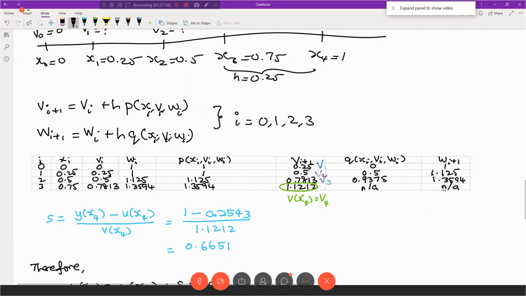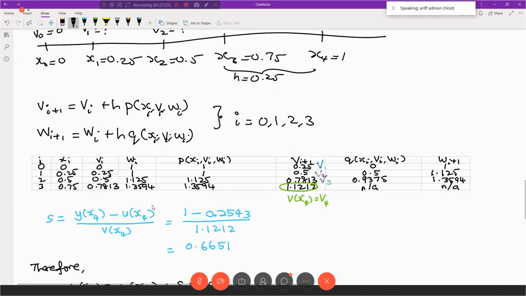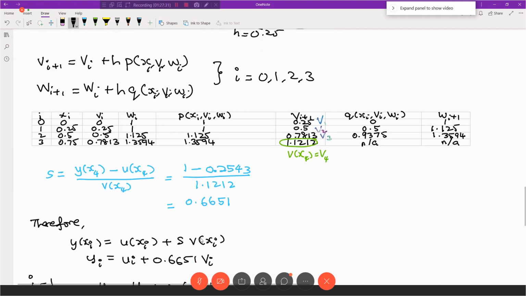You are not calculating for W4 up to V4 only. And then once you solve IVP1 and IVP2, you might get the value of your S using this formula. How to remember this formula? Just remember y equals u plus s. And then you put i equal to 4, then you might get your S.